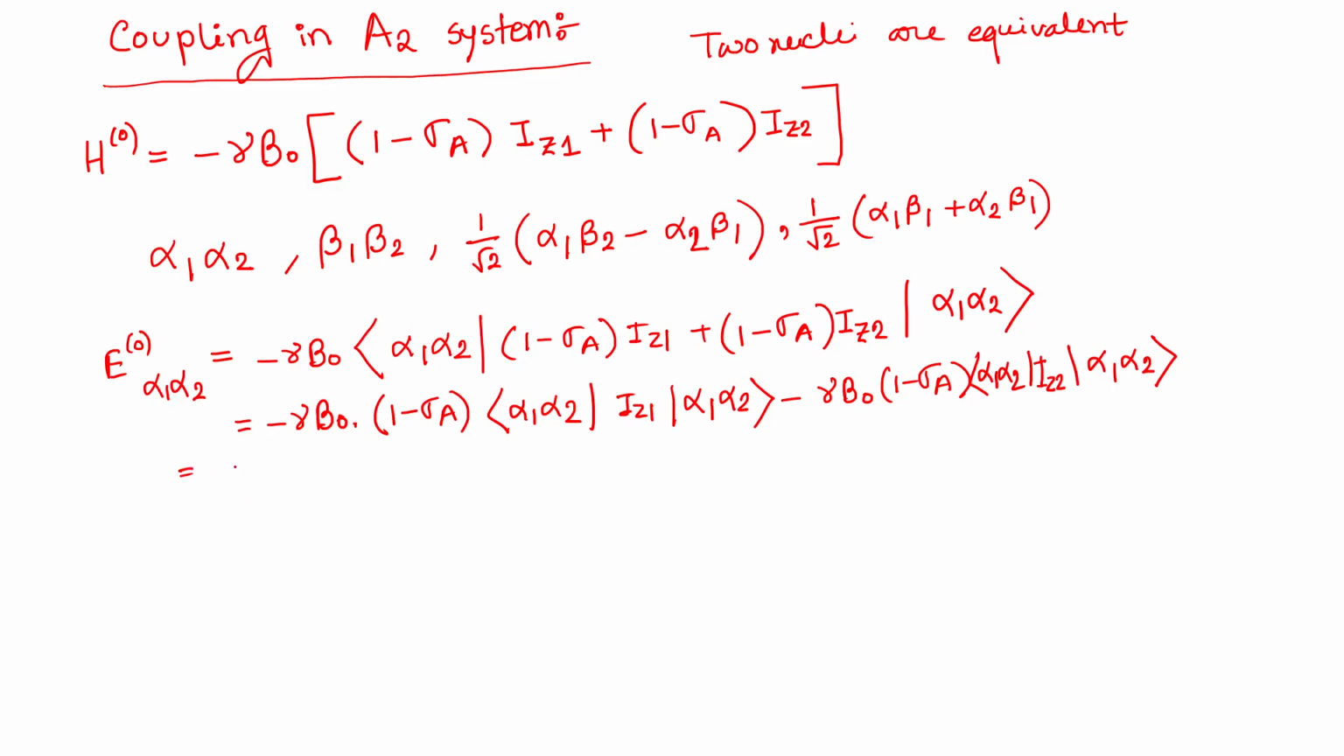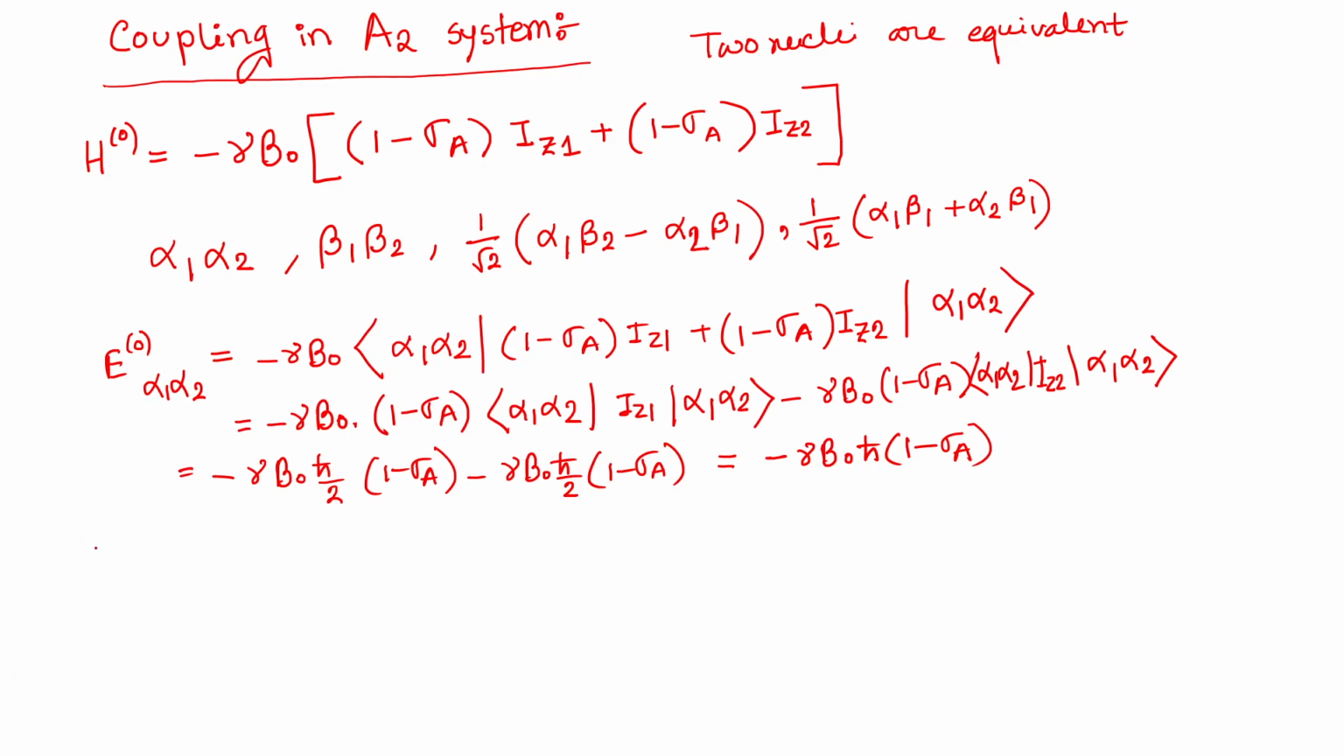Okay. So the first part is Iz1 is going to operate on alpha 1 and it will give me h cut by 2, right? So I'll take that outside, h cut by 2, 1 minus sigma a, and then this is going to be 1. What about this? Iz2 operates on alpha 2 and it will give me the same h cut by 2, 1 minus sigma a, and that makes me gamma b0 h cut 1 minus sigma a, right?